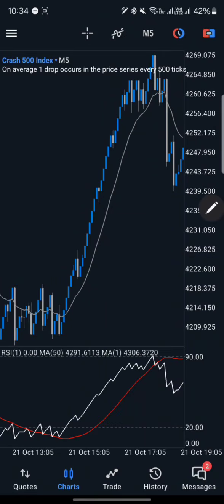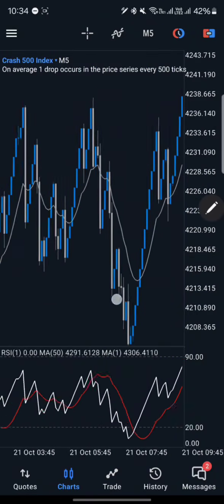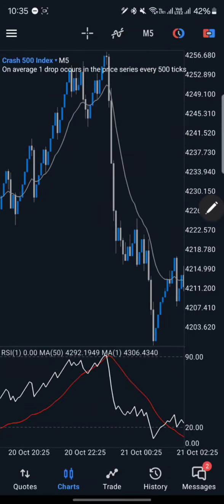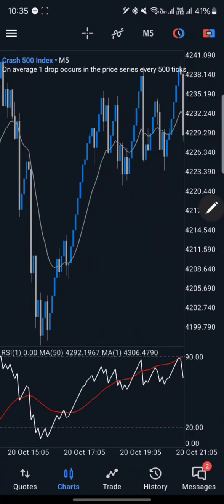Now, remember, guys, most of these built-in indicators on MetaTrader 5, they do lag. However, I do try and find the best strategies to help you guys out.